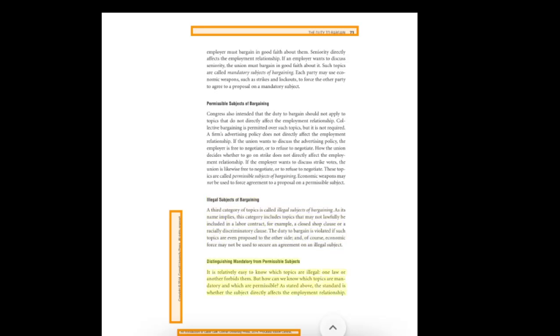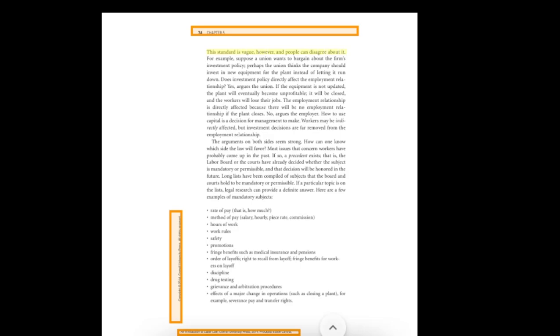Distinguishing mandatory from permissible subjects. It is relatively easy to know which topics are illegal. One law or another forbids them. But how can we know which topics are mandatory and which are permissible? As stated above, the standard is whether the subject directly affects the employment relationship. This standard is vague, however, and people can disagree about it.